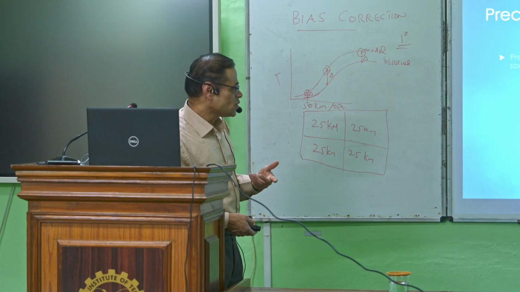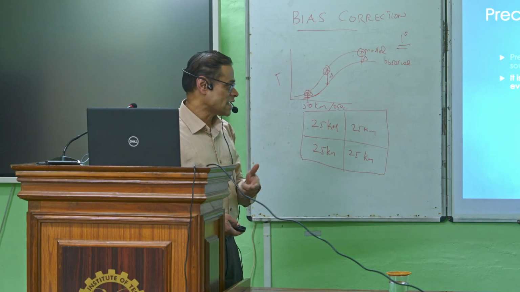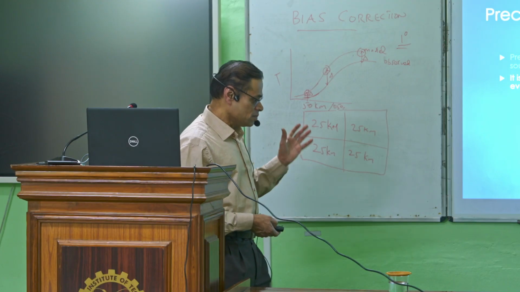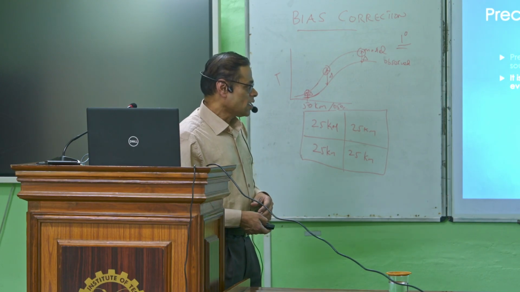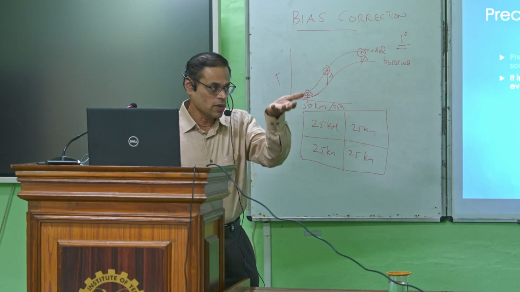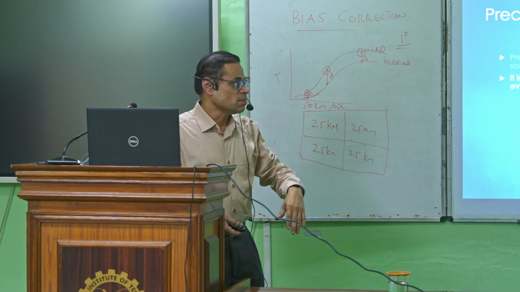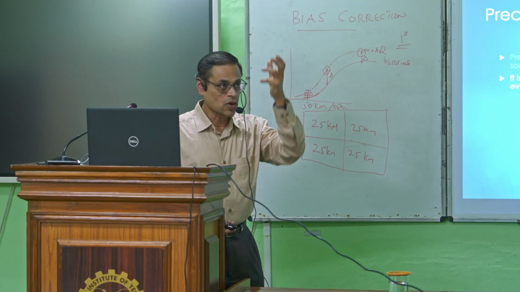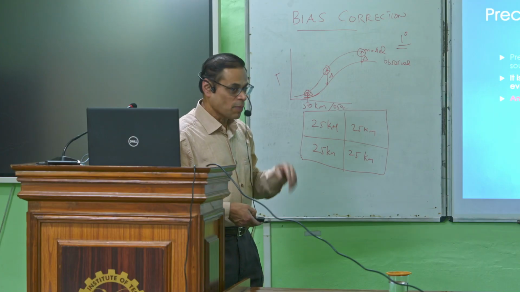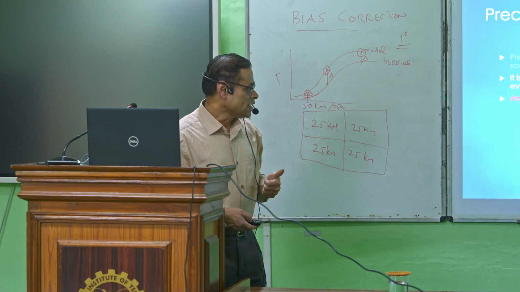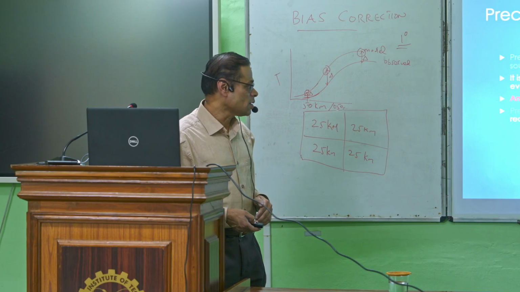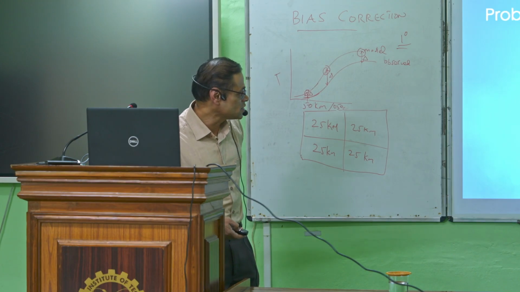But precipitation, as you know, is the most important thing, and it's a bulk transfer process, meaning it brings a heavy amount of rainfall, unlike the molecular or diffusion process for evaporation. Evaporation is like water vapor moving in, but this one is bulk transfer with water droplets. When they cannot hold up in the atmosphere because of gravity, they fall, right? So that is the opposite of evaporation. The amount, intensity, space, and time are really important, and so is the presence of vegetation on the ground that absorbs the impact of raindrops and reduces soil erosion.